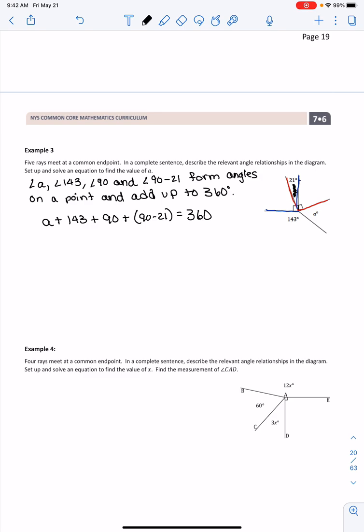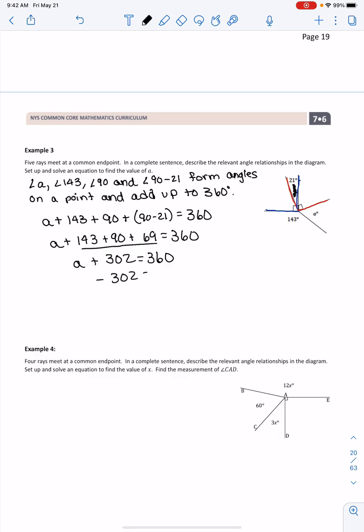But I'm going to subtract it now. So A plus 143 plus 90 plus 69 equals 360. Now I'm going to combine my like terms. So that plus the 90 plus the 143 equals 302 plus A equals 360. And then I'm going to subtract 302 from both sides.